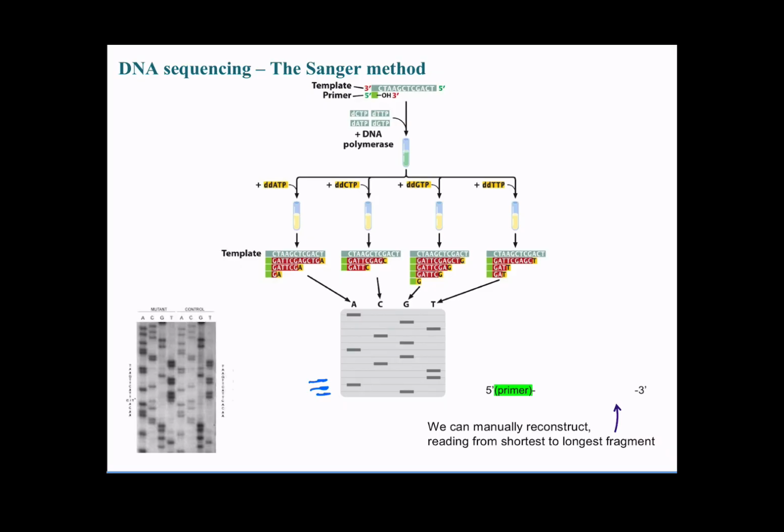In other words, they would start from the bottom up, and they would see that the very first band that they could see was in lane G. So they would say, the first nucleotide after my primer must have been a G. Was the second shortest band the one in lane A? So my second nucleotide must have been A. The third one, T. Then came another T. Then a C, and so forth.